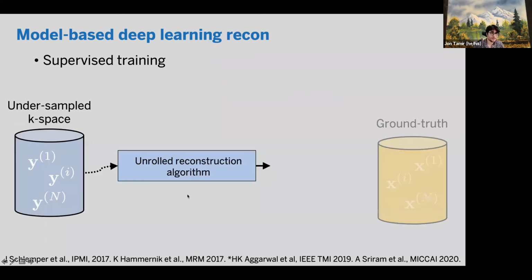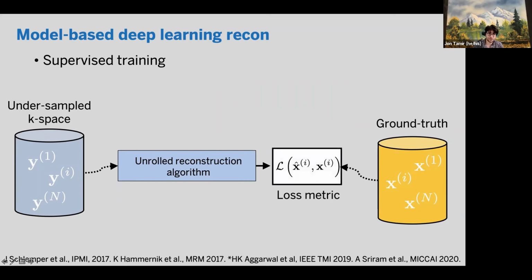And these methods are usually trained with supervised training. And so we have some database of undersampled data, k-space, and here I have capital N of them. It goes through our unrolled reconstruction algorithm. And then we have our bucket of ground truth images that we're going to compare to. And so we have some loss metric that looks at the output of our reconstruction. And then we use that to update the weights of the neural network. Once we have the updated weights, we can plug them into our unrolled network, and we can take a new sample that comes in and pass it through this feed-forward approach.